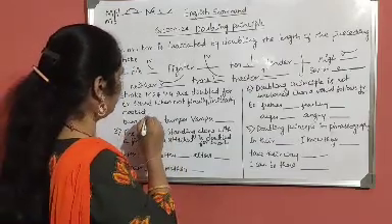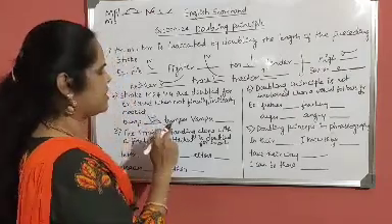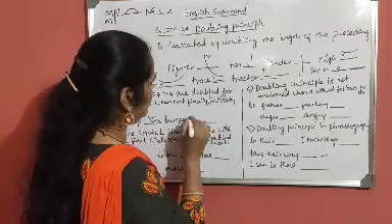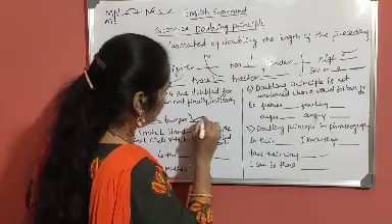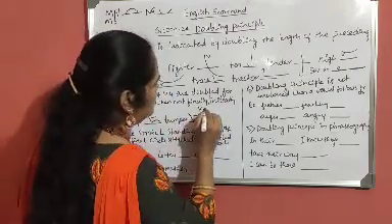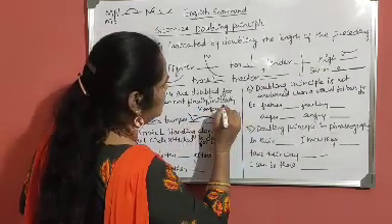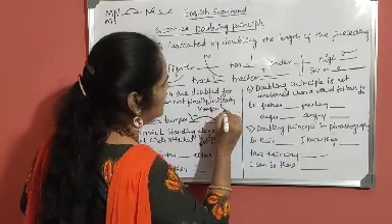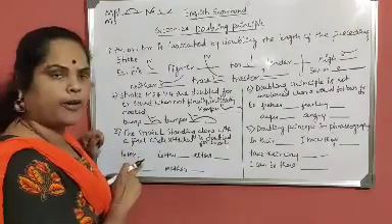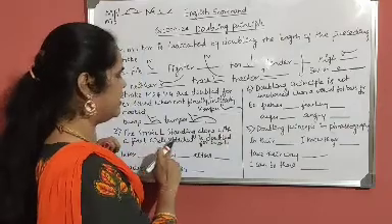This is bump: B with M I have thickened for MP sound. Bumper: you have to write like this, B, M you have to double. This is bumper. Then vamper, V-A-M-P-E-R. You have V, then M you have to double. This becomes vamper.